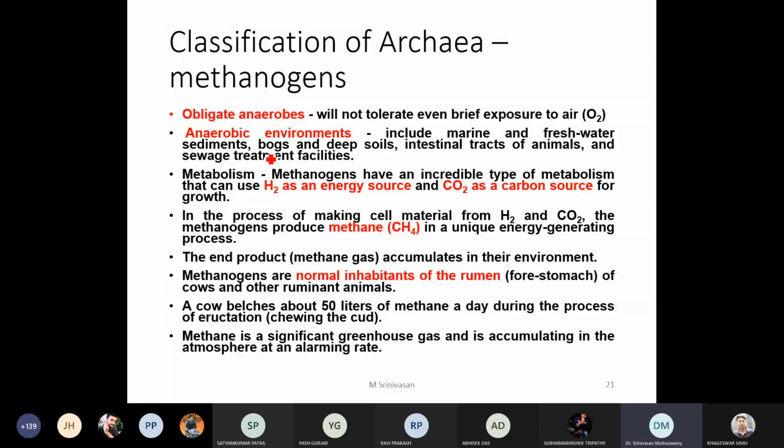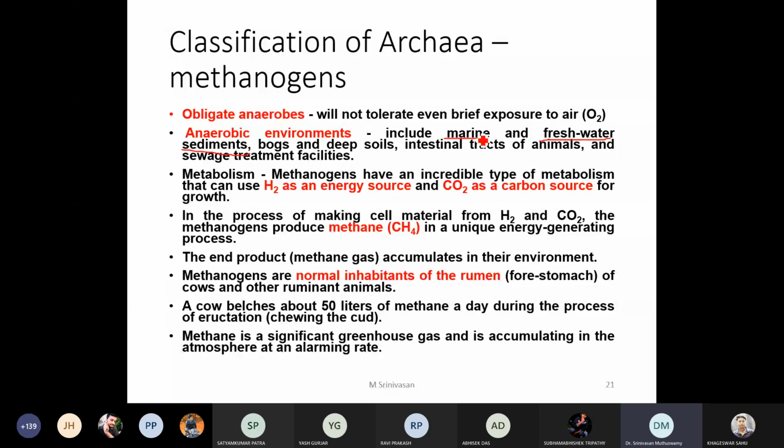So if you look at the anaerobic conditions, wherever we can see them, it includes the marine environment. In the deep marine area, oxygen is not available, so they are able to grow there. And freshwater sediments. We know that marshlands are an example of an oxygen-devoid environment. In the deep soils or the muds of a marshland, these methanogenic bacteria can grow. An example is the rice field.